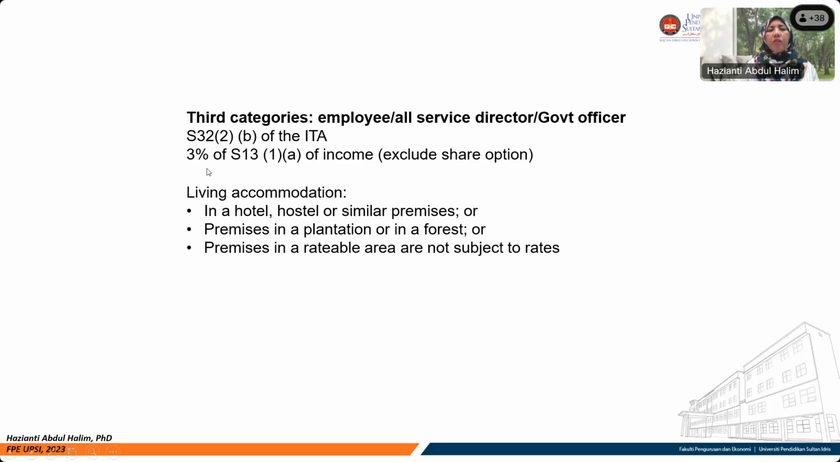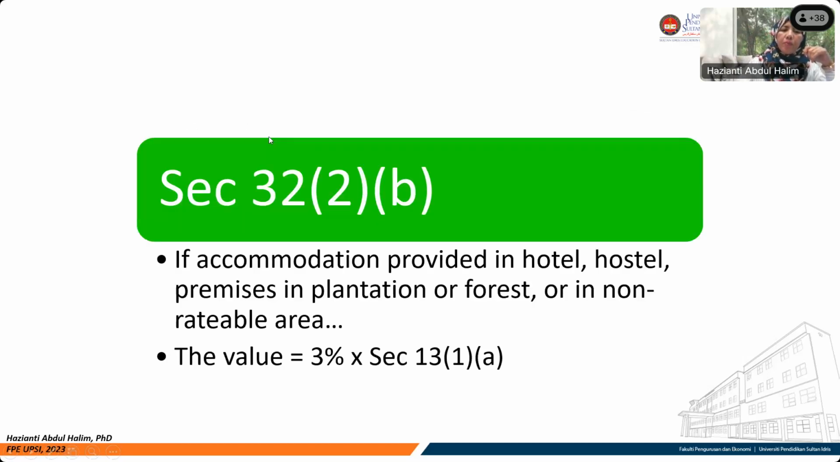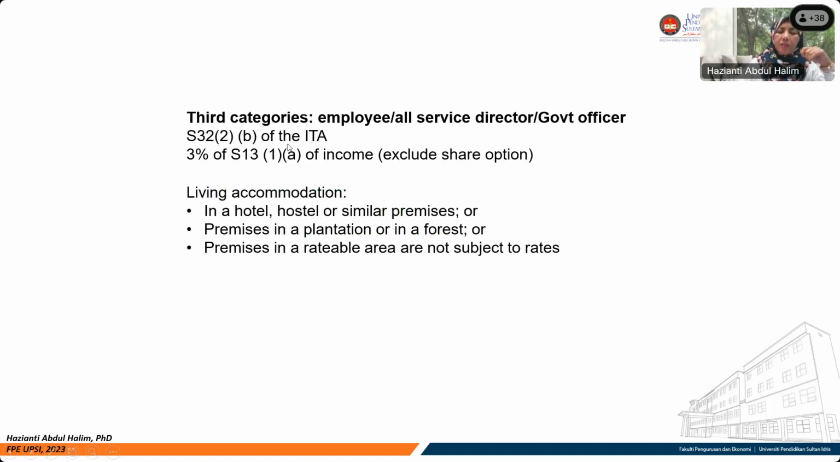Okay, so 3% of section 13(1)A. You don't have to compare with the defined value for this 3%. Whatever 3% you get, you use that 3%. The 30% earlier is compared with the defined value, but here there is no comparison, we just take 3%. Provided that the living accommodation is provided in a hotel, hostel or similar premises.